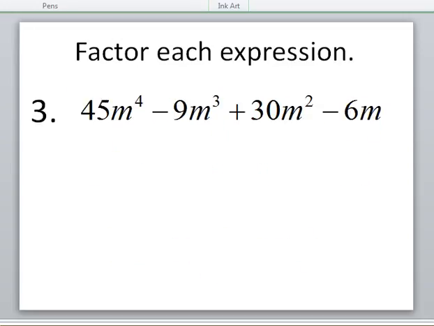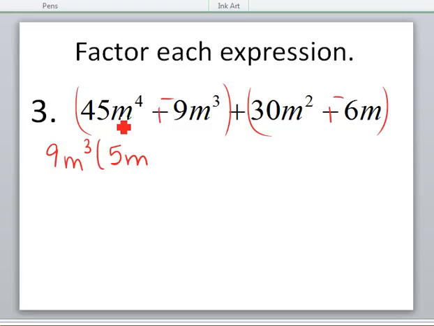In the next example, I'm going to do the same type of grouping. Group the first two, group the last two. I'm going to change my sign still. Greatest common factor between 45 and 9 is 9. They share 3 m's in common, so m cubed. Okay, and 9 times 5m gives me 45m to the fourth. And 9 times, I would have to put a negative 1 here. 9 times 1 is 9, and m cubed times 1 is m cubed.